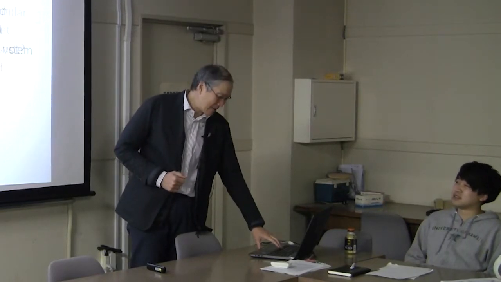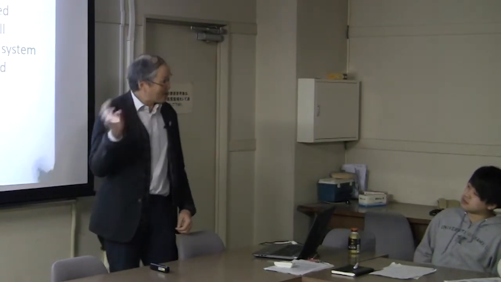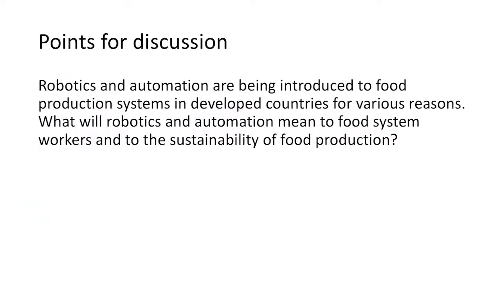Okay, let's move on. I have another very nice issue that I want you to talk about. Today, here in Japan, we have a lot of robots, a lot of automation. This is being introduced to food production systems in developed countries for various reasons. So I want to get your opinion. Is this robotics and automation contributing towards the sustainability of food production? Is this contributing to sustainability as a whole?